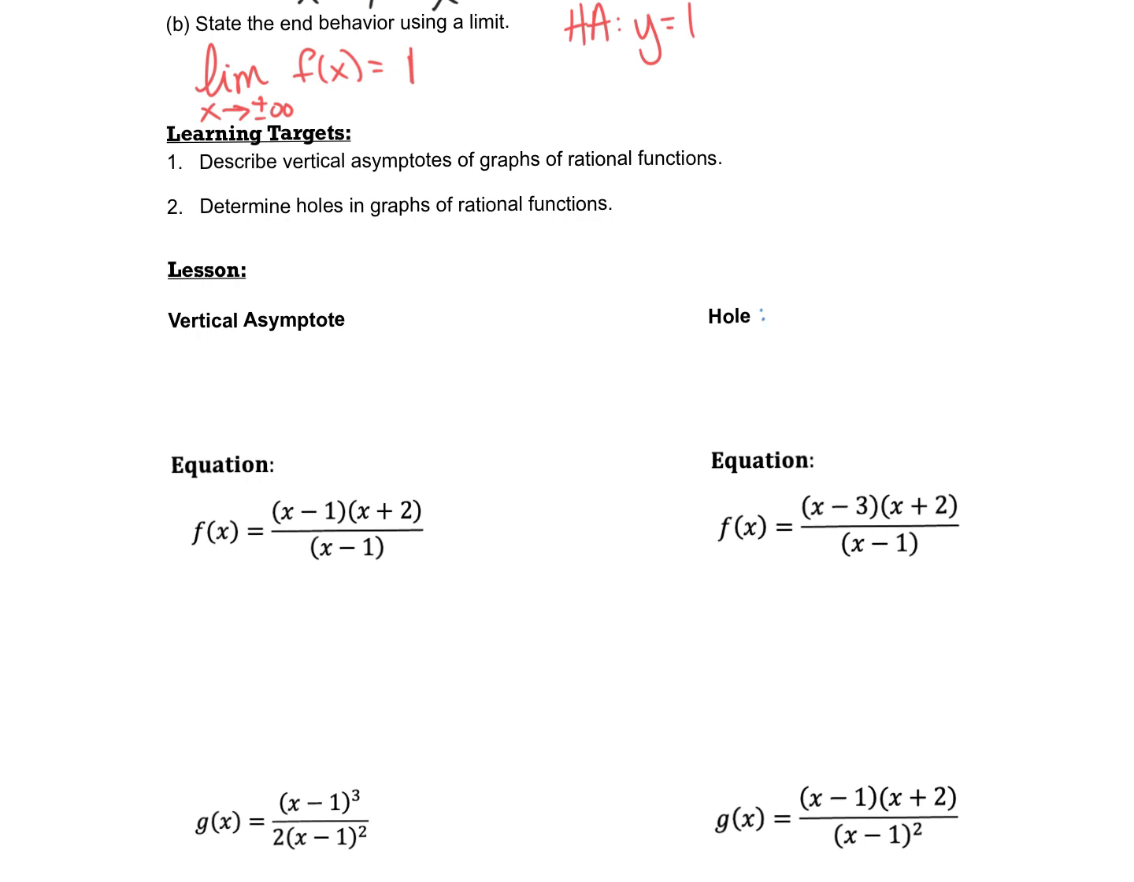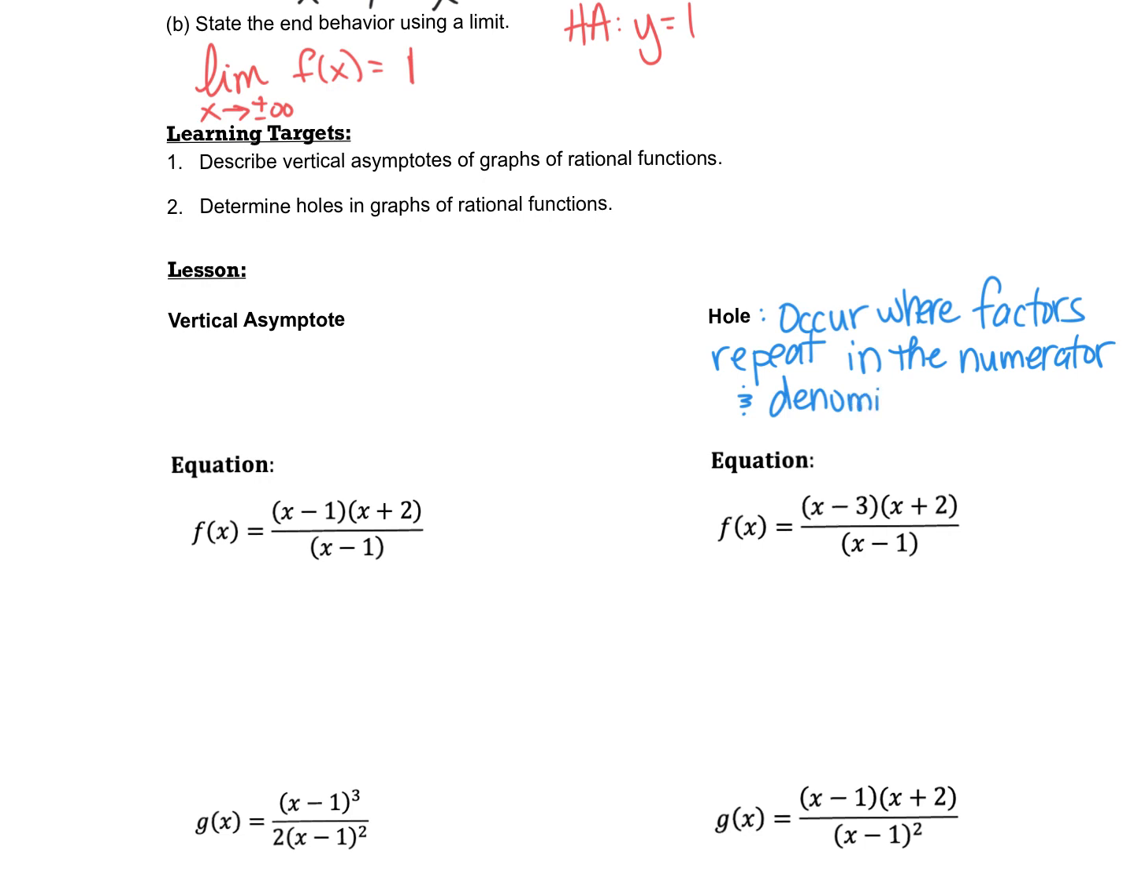The hole is going to occur where factors repeat in the numerator and denominator. So if I factor the numerator and I factor the denominator, if I have matching factors there, then I am going to have a hole at that x value, okay?